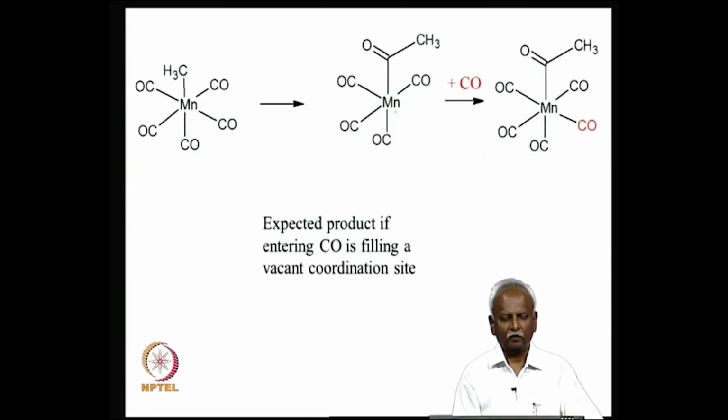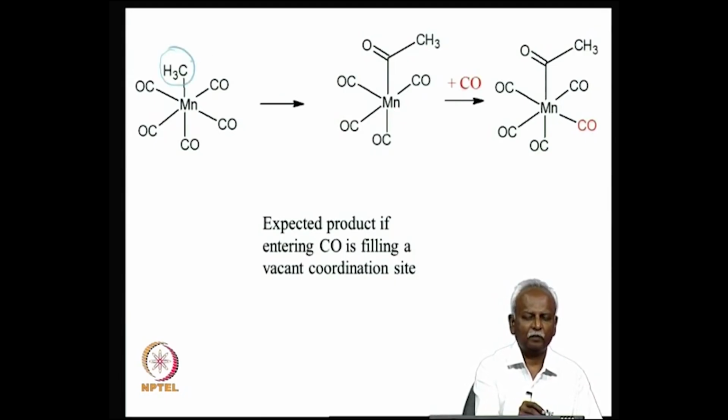The other option is that you initially have a conversion of the existing carbon monoxide molecule on the manganese to an acetyl group. So, this could have happened in two ways. We could have had the migration of a methyl group.